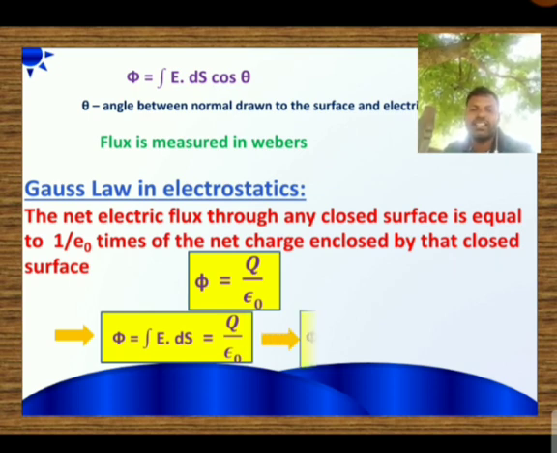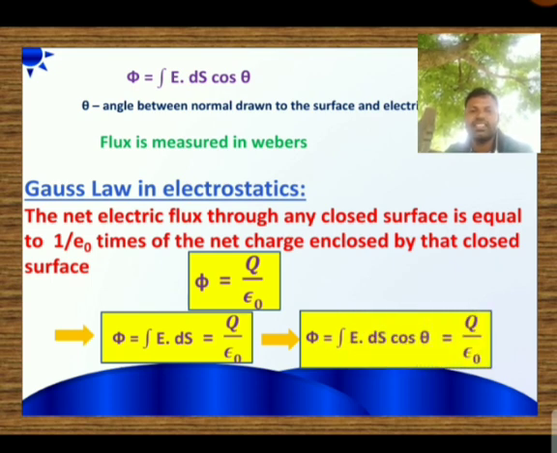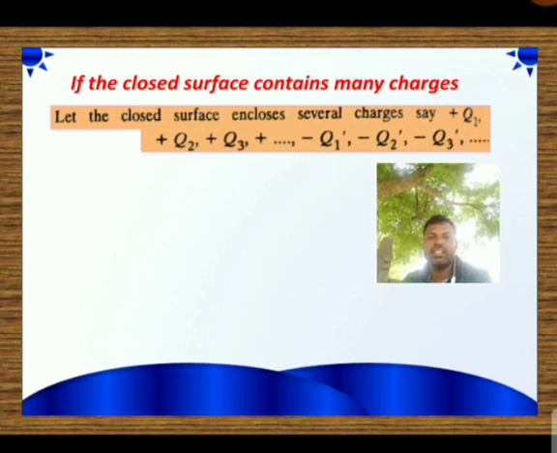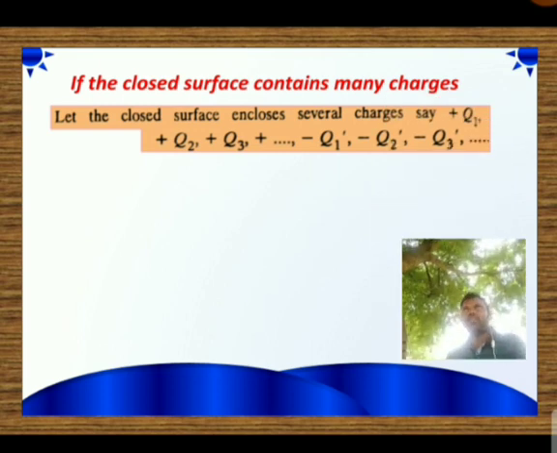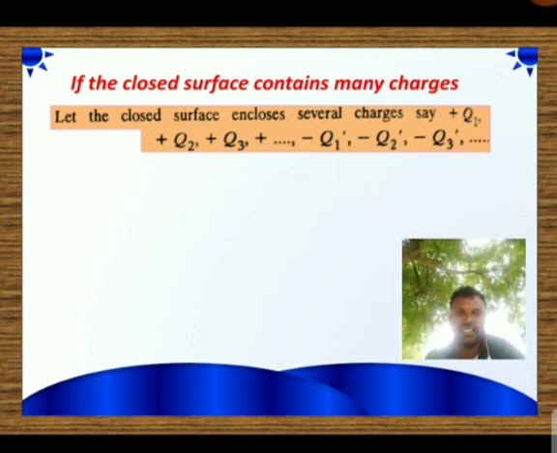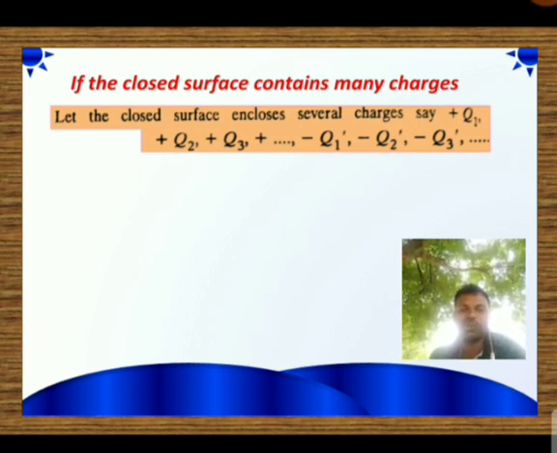If I remove the dot product, I have to write cos theta. This is Gauss law. Let us suppose there are many charges inside the closed surface. Then what I have to do? I have to sum all the charges to get the total charge.